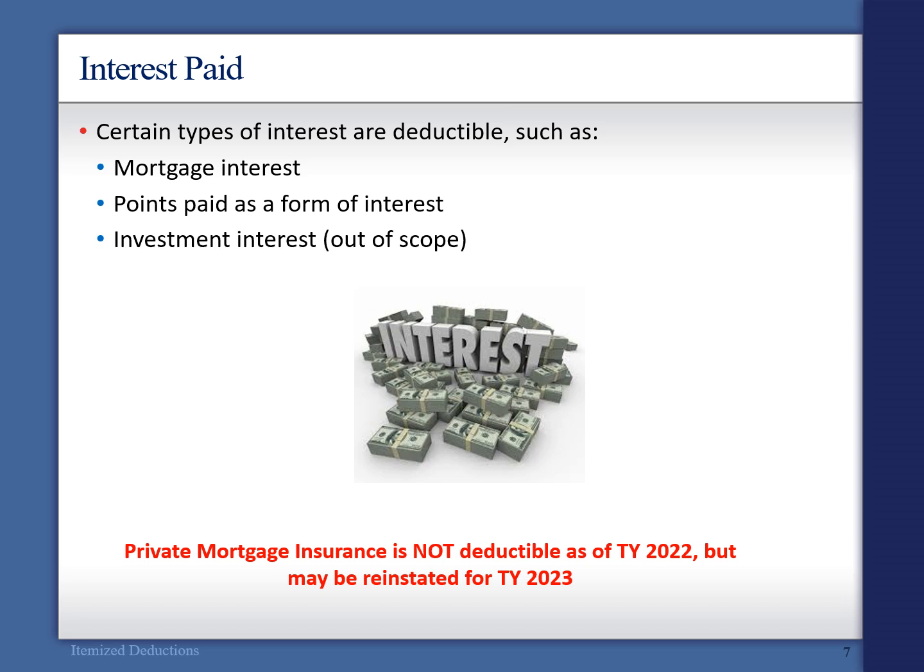Enter California home equity debt up to $100,000 manually on California Schedule CA. Points paid as a form of interest can be included in the Schedule A. Investment interest is out of scope for VITA. Interest that isn't deductible includes car loans, personal loans, and credit card interest, as well as others. Let's talk about reverse mortgages.